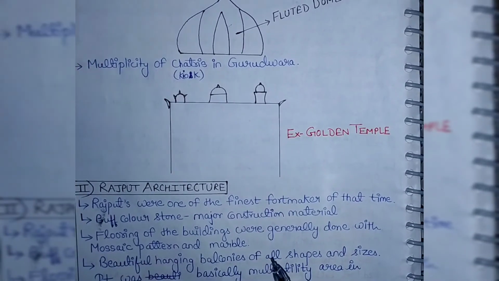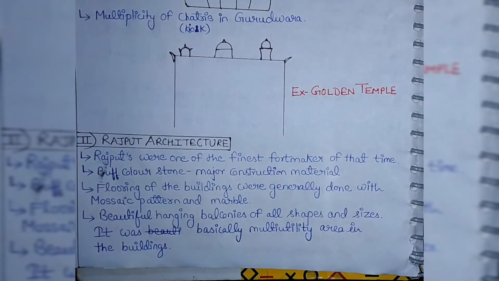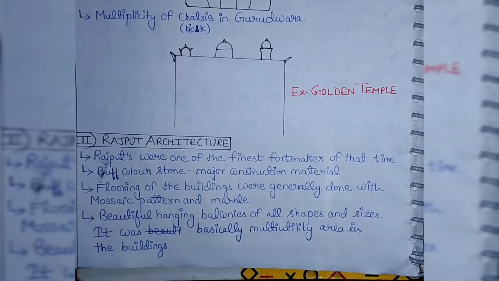Next, we'll talk about the Rajput architecture. So Rajputs were one of the finest fort makers of that time. Buff color stone was the major construction material which was used. Flooring of the buildings was generally done with mosaic pattern and marbles. Beautiful hanging balconies of all shapes and sizes. It was basically a multi-utility area in the building, so it was used for many purposes.